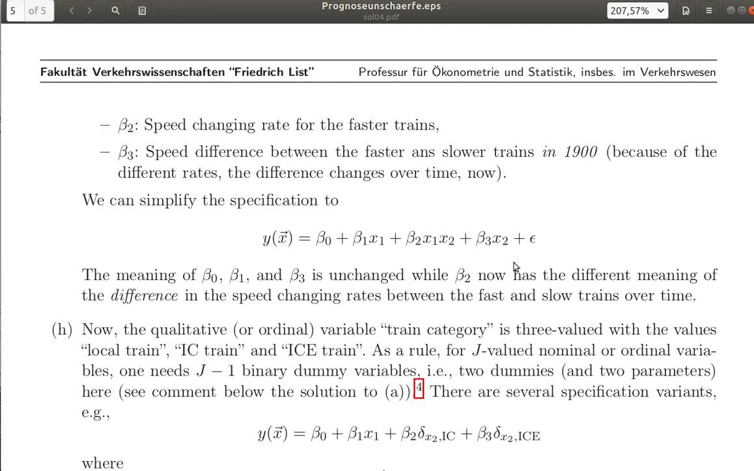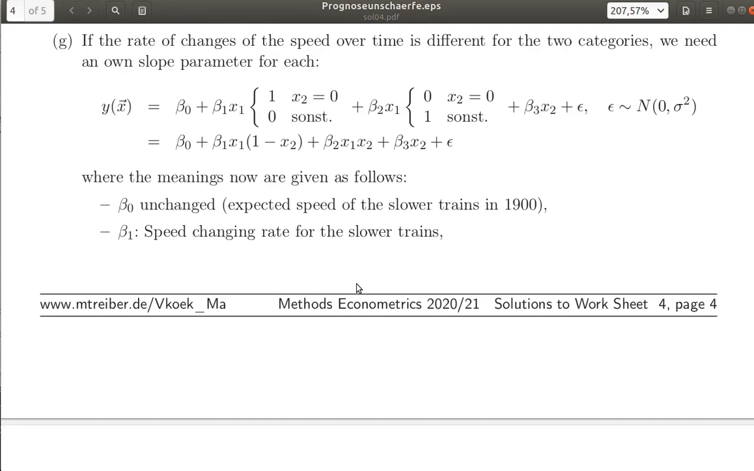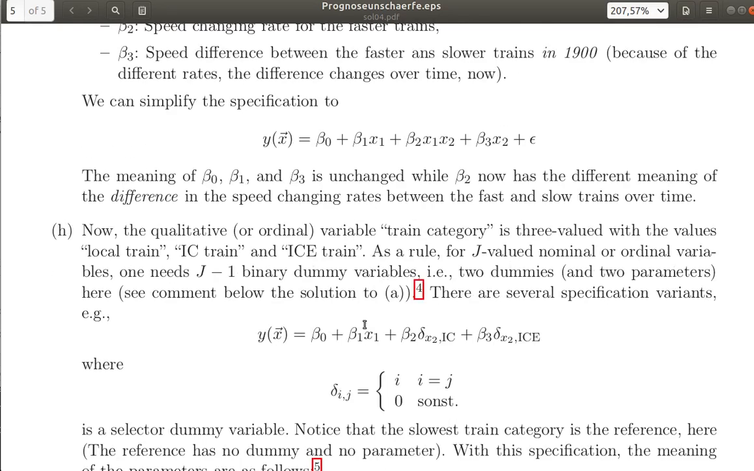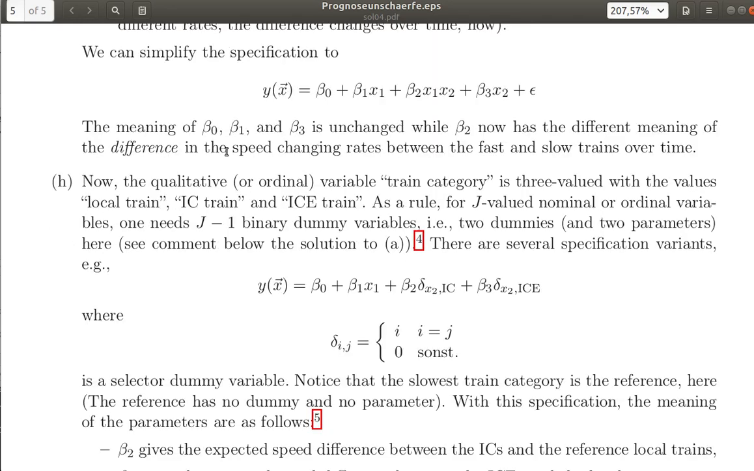And finally, we can also simplify the specification by reformulating the interaction term just as a product, not as here where we have two products. Then the betas change their meaning. So beta 0, beta 1 and beta 3 are unchanged. However, beta 2 now has the meaning of the difference in the speed changing rates with time between the fast and slow trains.